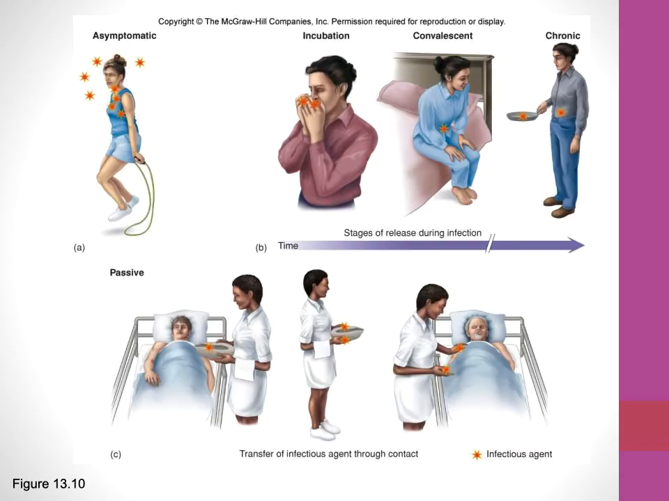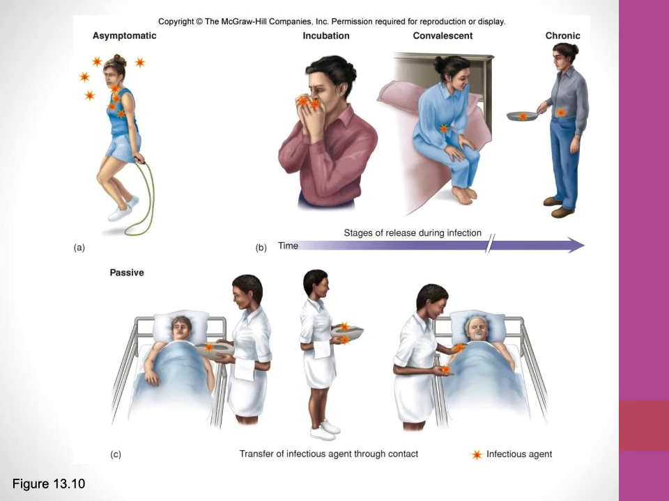So as I mentioned, we can have asymptomatic carriers. So we can have individuals that have the microbes present, not showing symptoms, but they are actually shedding the microorganism, so that we then could pick it up. We would have that incubation, and then during that incubation period, we could be actually shedding those microbes also. And then during the convalescent period, even though we're feeling better, we could also be shedding.